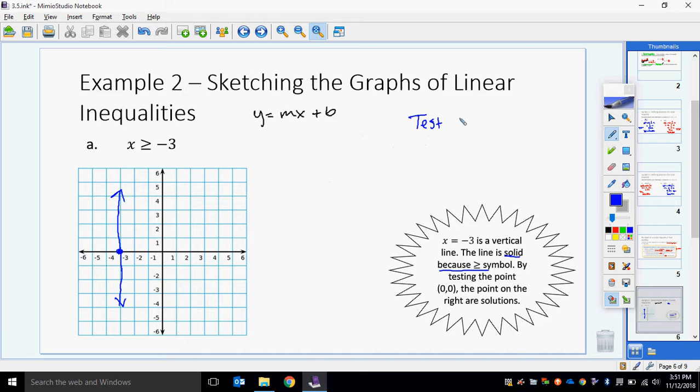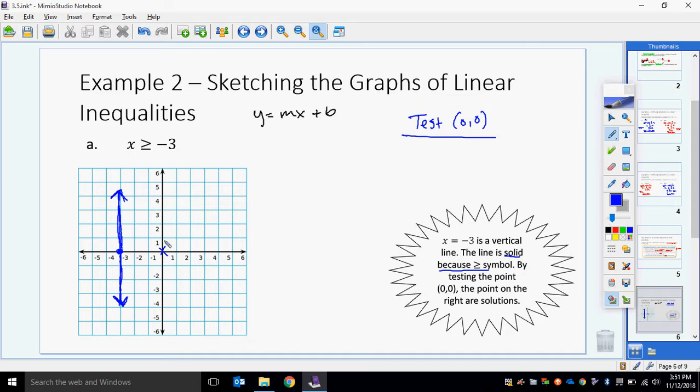I always like to test the point 0, 0, but we could test any point that's not on this line. That's the important part. You don't want to test a point on the line because we already know every number on this line is a solution. Okay, so I'm going to test 0, 0 if I can. That's this point over here at the origin. And the reason I test 0, 0 is because it's easy to plug in. 0 is the easiest number to work with.